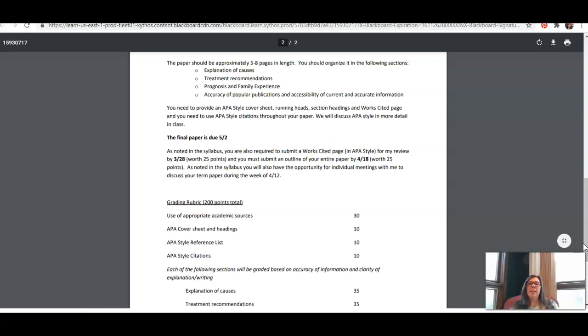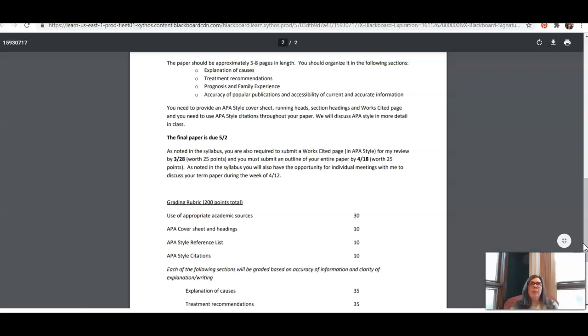So it's a good habit to get into, aside from APA style. And then you'll have an APA style works cited page, and you'll use APA style in-text citations throughout. And we'll talk more about APA style as we go along. I'll give you resources. That's not where your thinking needs to be right now.